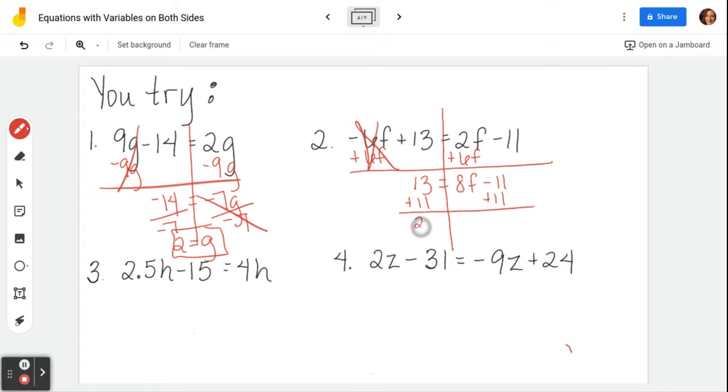So now I have 24 equals 8f. The opposite of multiplying by 8 is dividing by 8. So I end up with 3 equals f.